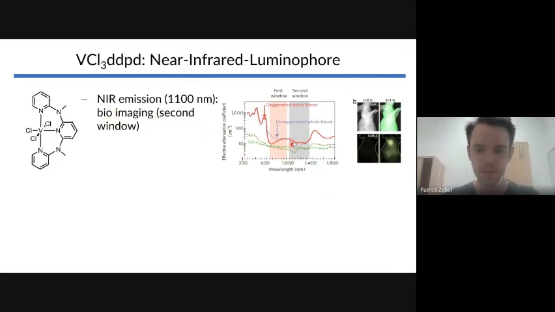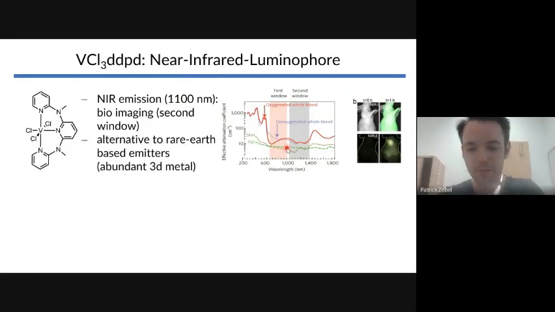then in this range you can penetrate human tissue very well, and because it's such low energy radiation, it doesn't interact so much with our skin, so it does really no harm. So this is a really good way for biological applications. Basically, so far all these near-infrared emitters have been based on rare earths like lanthanides, and of course it would be nice for applications if we can substitute them with a cheaper, more abundant transition metal.